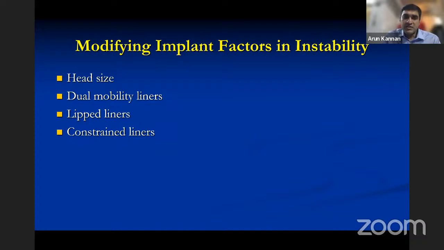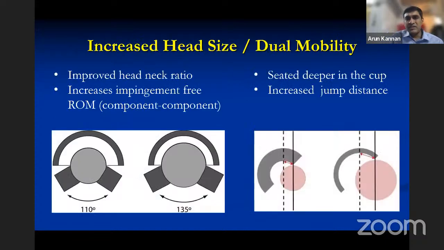So the last part is modifying implant factors in instability: head size, dual mobility, liners, lip liners, and constraint liners. Increased head size and dual mobility, as far as instability is concerned, both work by exactly the same mechanism. The first mechanism is increased head-neck ratio.